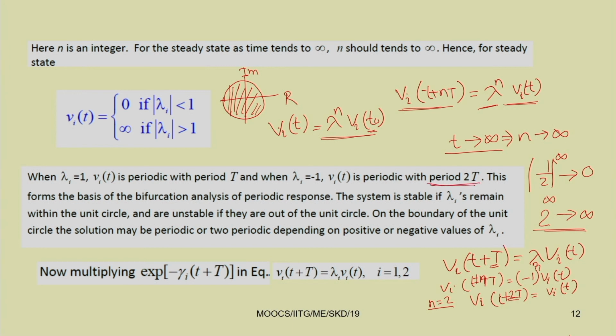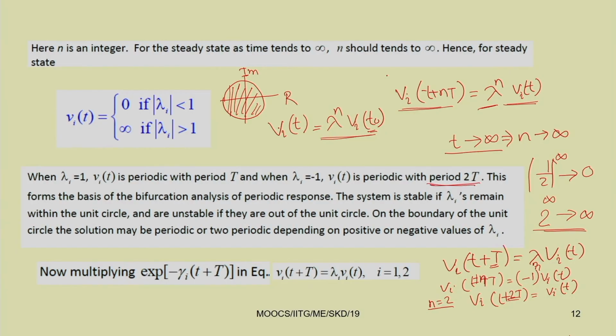So, here you have seen this V_i, if λ_i equals minus 1, then the system has a 2 periodic response. So, it must have a period 2T depending on the λ value. From this equation you can decide what is the value of λ for which this will be periodic or 2 periodic. These form the basis of the bifurcation analysis for periodic response. Later we will study the stability of the periodic solution, and in that case we will see different types of bifurcation.